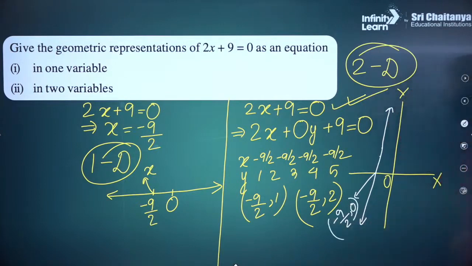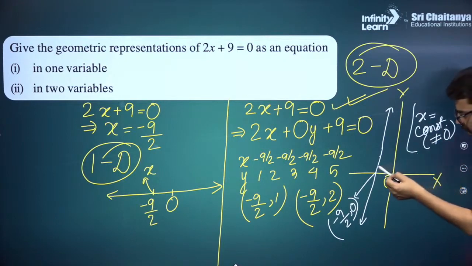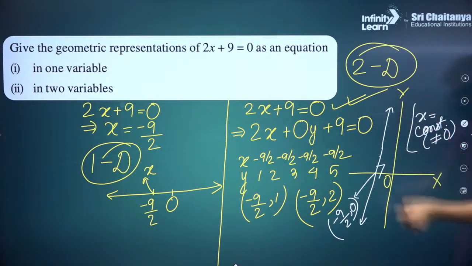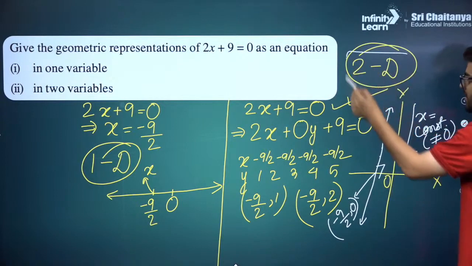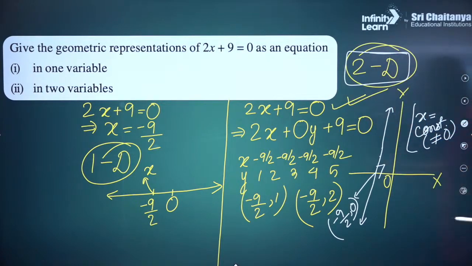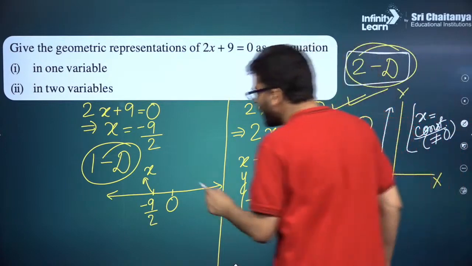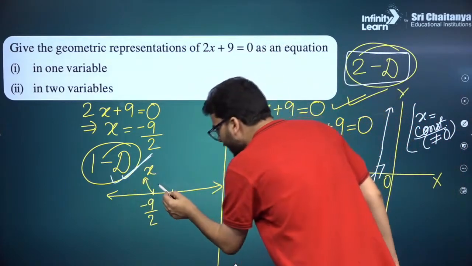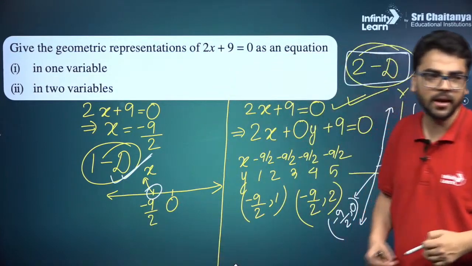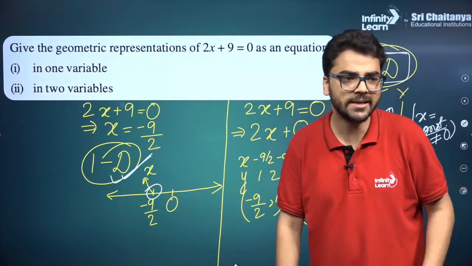You got that logic? It means if you have got x is equal to any constant, understand it properly, non-zero constant, its graph will be perpendicular to the x-axis and parallel to the y-axis in two dimensions. In terms of two variables, its graph will be perpendicular to the x-axis and parallel to the y-axis. And the same equation, x is equal to constant, when you talk in terms of one dimension or one variable, will represent just a point on the number line. Is it clear? I hope it is clear.